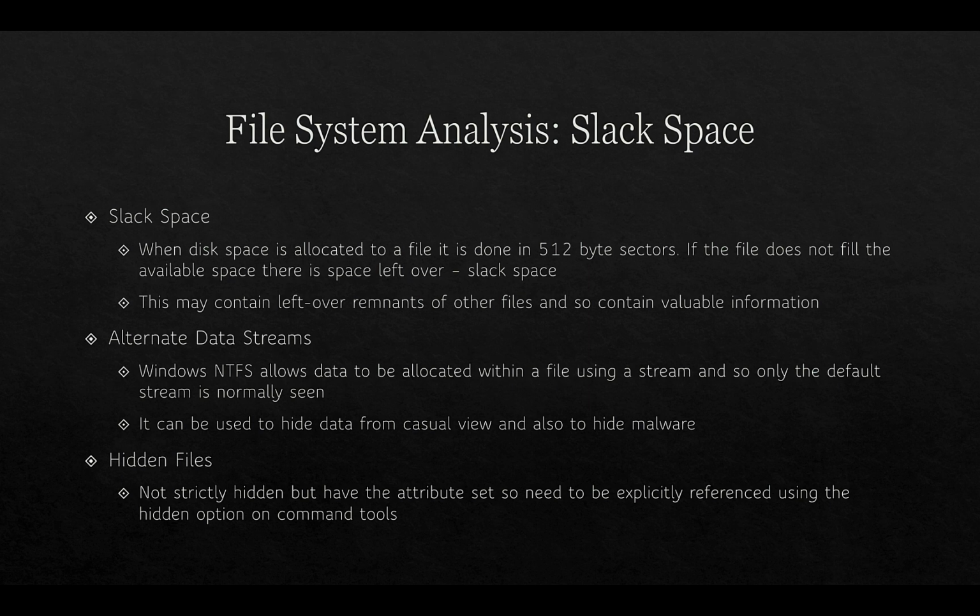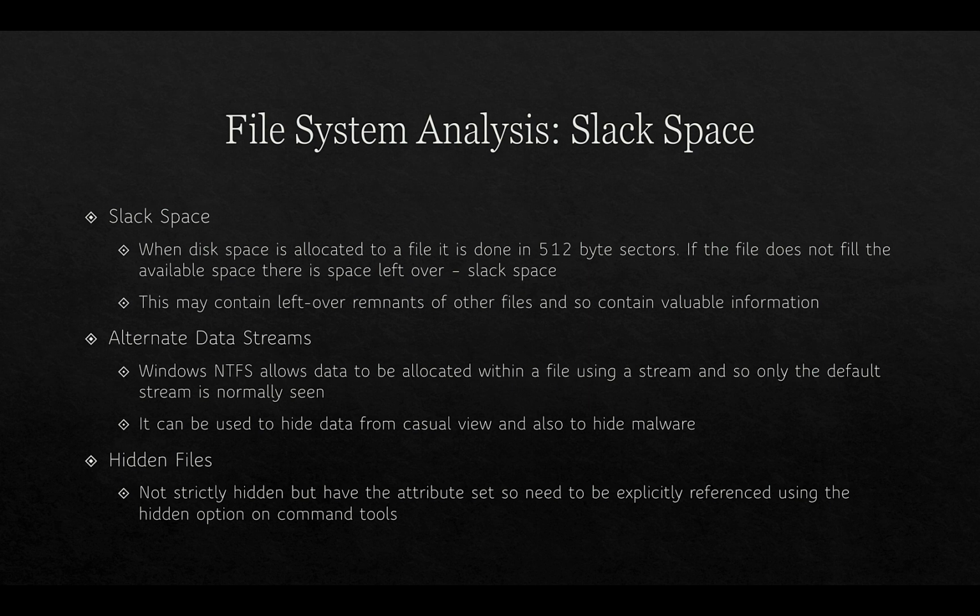There are other ways of storing and hiding information on file systems. One is called slack space. This is where disk space is allocated to a file, and because that's done in 512-byte blocks, if the file doesn't fill the available space, there is space left over, and that's called slack space. This may contain leftover remnants of other files, so it can contain valuable information, but it can also be used to write explicitly to that portion, and so there are applications that will hide information in slack space. It's not particularly secure, but it's enough to keep things from casual view.